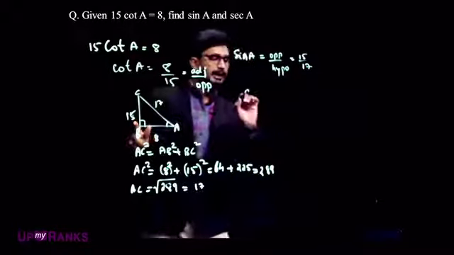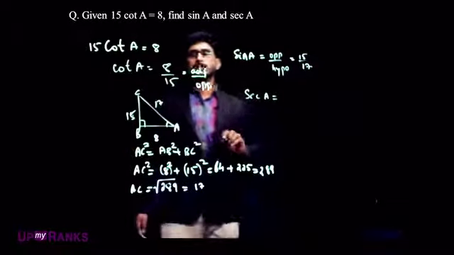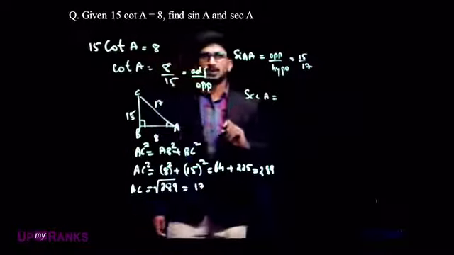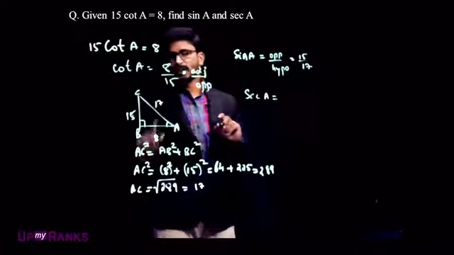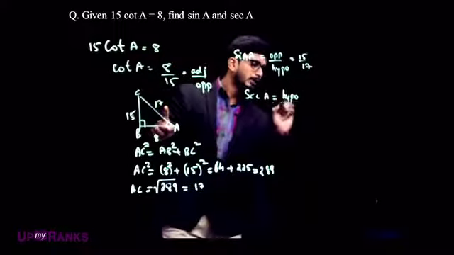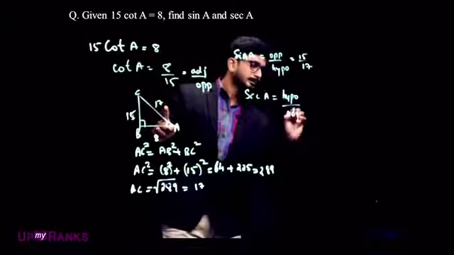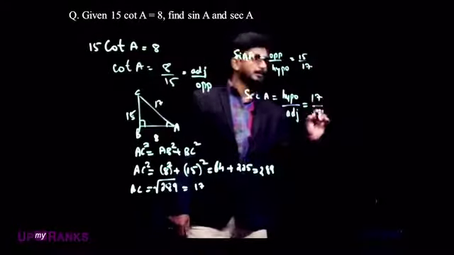Now, secant A. Children, what is secant A? Secant A is the reciprocal of cos. Cos is adjacent by hypotenuse, which means secant is hypotenuse by adjacent. Therefore I have it as 17 by 8.